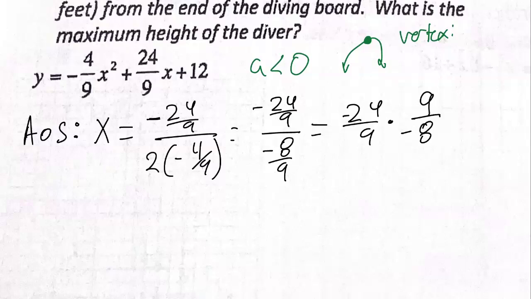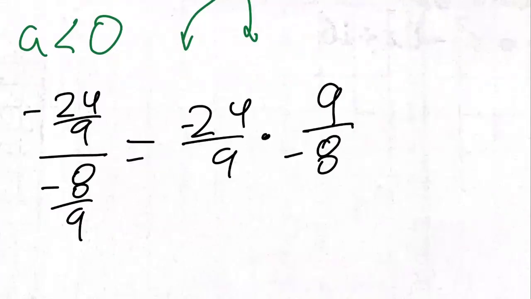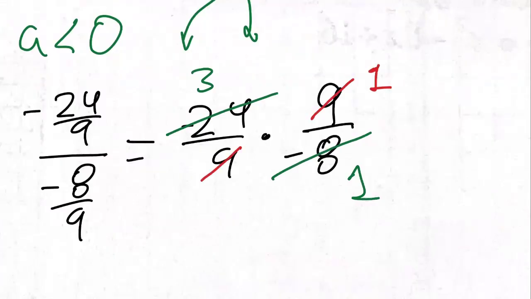The only thing is you just have to make sure you flip this and change it from division to multiplication. The only thing you have to do now is reduce. 8 goes into 8 once, and 8 goes into -24 three times. They're both divisible by 8. And then 9 goes into 9 once. 3 times 1 is 3, and 1 times 1 is 1. So that means my vertex is at x equals 3.